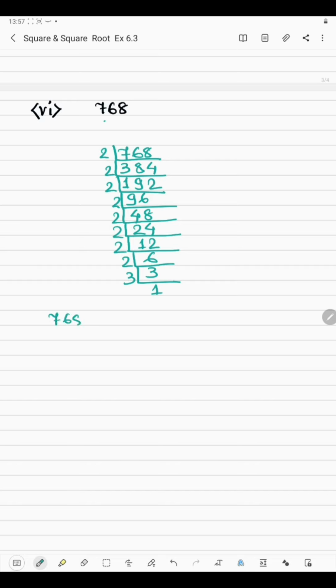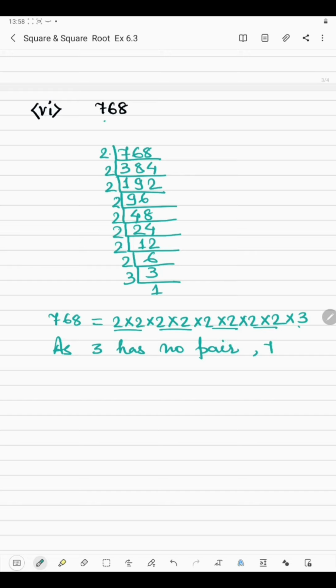So the factors of 768 are, how many 2s have we got? 1 2 3 4 5 6 7 8. 8 2s are there, and 1 3. Okay, so it is clearly seen that only 3 has no pair. That means as 3 has no pair, 768 is not a perfect square number. So we'll write, as 3 has no pair, 768 is not a perfect square number.